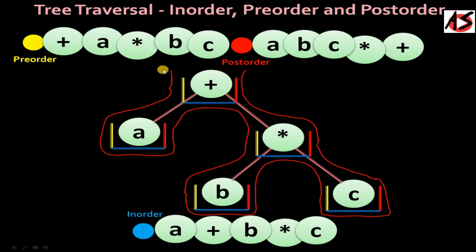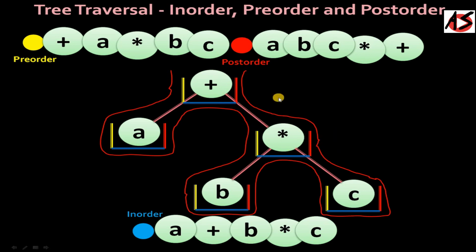In normal mathematics, we write our equations in the form of in-order, so we write a plus b multiply c. But your compilers and language processors use pre-order and post-order forms internally for the calculations. So with these techniques, you can easily find the pre-order, post-order and in-order traversals of any abstract syntax tree in the language processors and compilers.